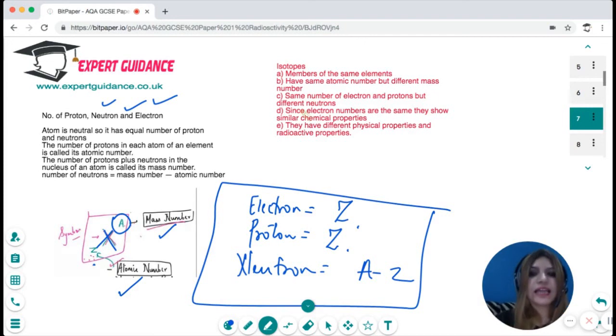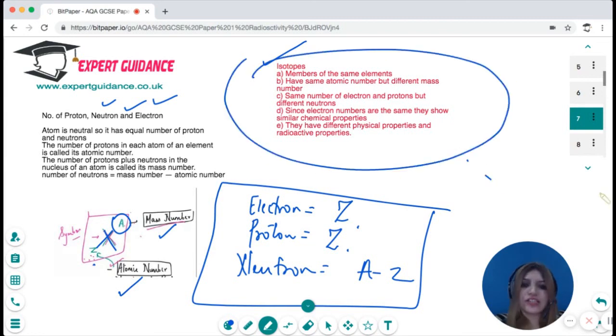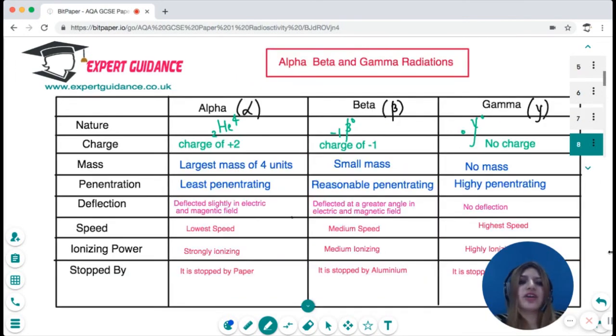Okay, and the last concept that we saw was isotopes. Isotopes are members of the same element having the same atomic number but different mass number, or the same electron number, same proton number but different neutron number. As the electron number is the same, isotopes have similar chemical properties but different physical properties. So you should remember the definition of isotopes. Okay, so this was a quick brief overview of what we did in atomic structure in chemistry.